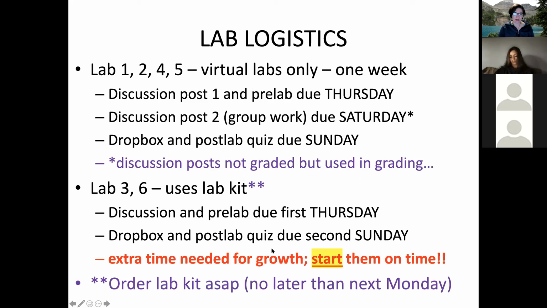Most of the labs for the first couple of weeks are virtual, and Lab 4 and 5 are also virtual. But there are two labs that use your lab kit: Lab 3 and Lab 6. The virtual labs follow the timeline we've just talked about. In the week they're assigned, the pre-lab is due Thursday, as well as the discussion post where you say what you will do. By Saturday, you want to come back and say what you have done. And Sunday, you want to deliver all the things. But Lab 3 and 6 have extra time because they require you to grow stuff and it takes time. So you actually get two weeks for those.